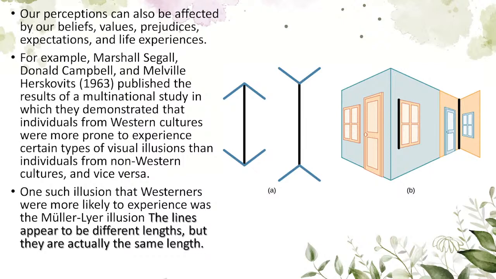The lines appear to be different lengths, but they're actually the same length. You can see it here on the picture. When we see it the first time, we might think that one is smaller and one is bigger, but they are the same size, the same length. You can check that it is the same, absolutely. But this is an illusion. We think that they are different. You can see it in picture A and picture B. So I think you see it on the picture.